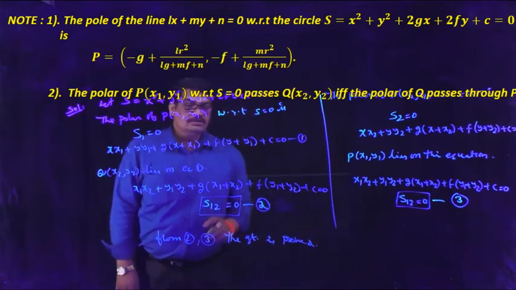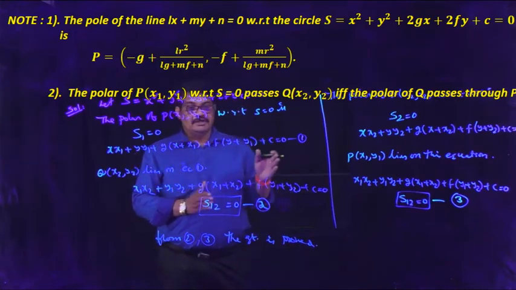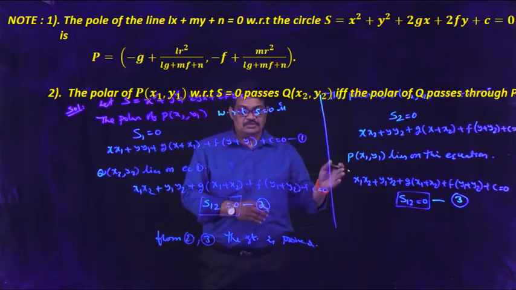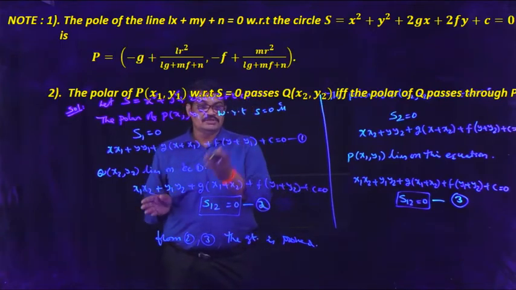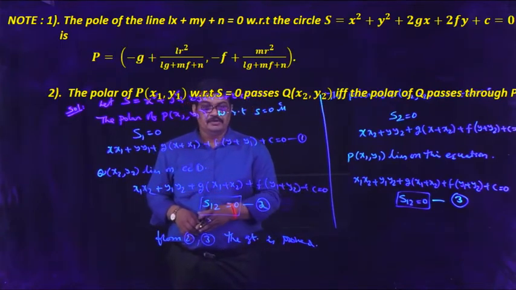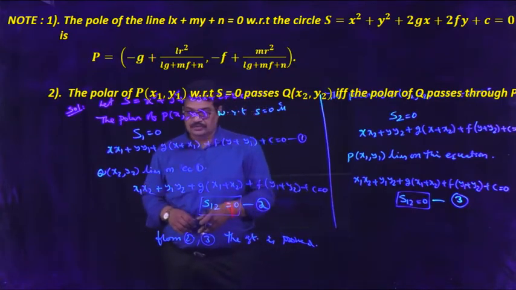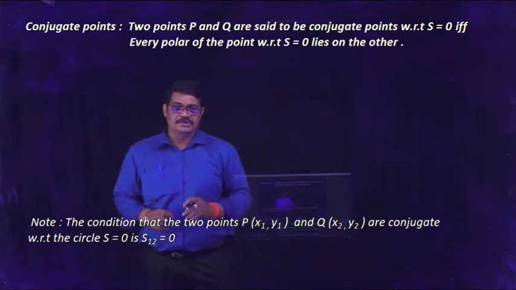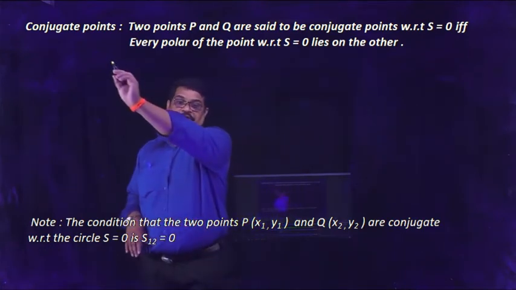Okay, so this is the note. If the polar of P with respect to the circle S is equal to 0 passes through Q (x2, y2), then the polar of Q passes through the point P. This statement is true. Okay, so see the next, the definition of conjugate points.